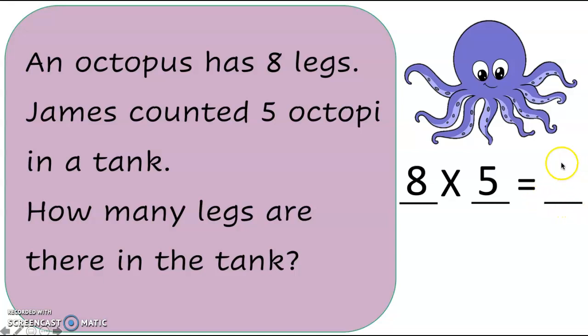Now to get our product or our answer, you can multiply or count by 5s 8 times. So hold out 8 fingers and let's count by 5s. Ready? 5, 10, 15, 20, 25, 30, 35, 40. Let's see if we got it. 40. So, to answer our question, how many legs are there in the tank? There would be 40 legs in the tank.